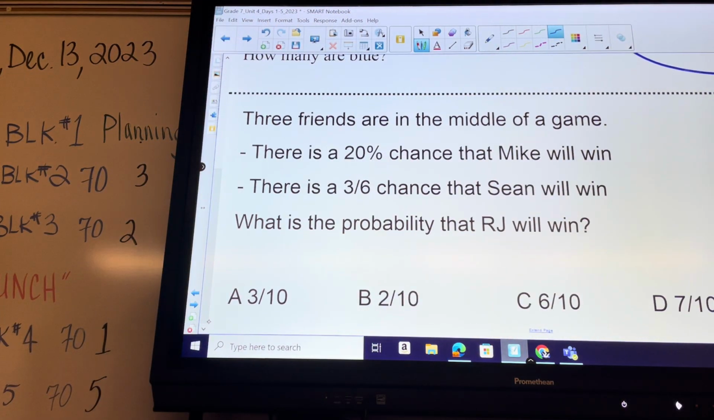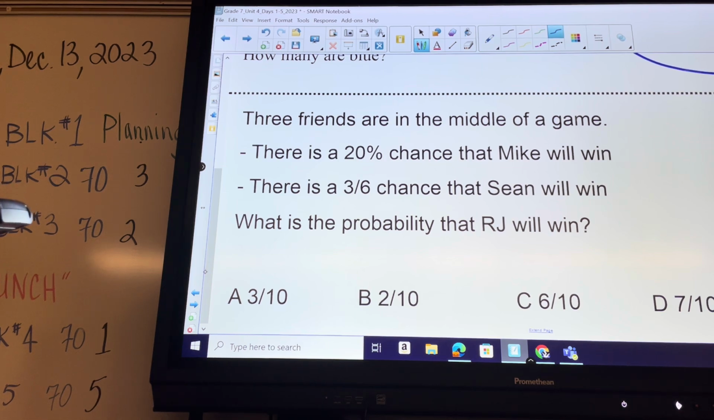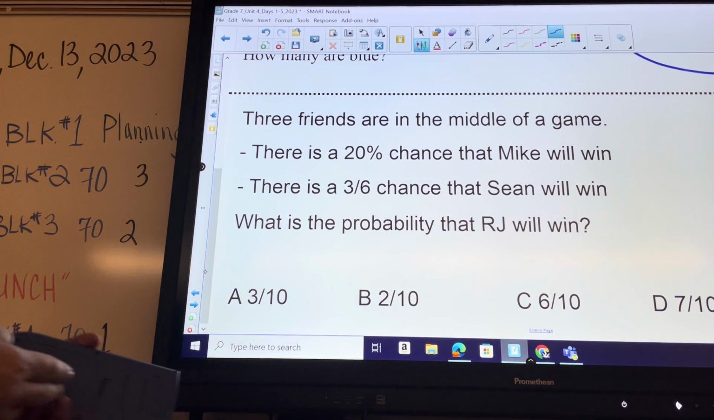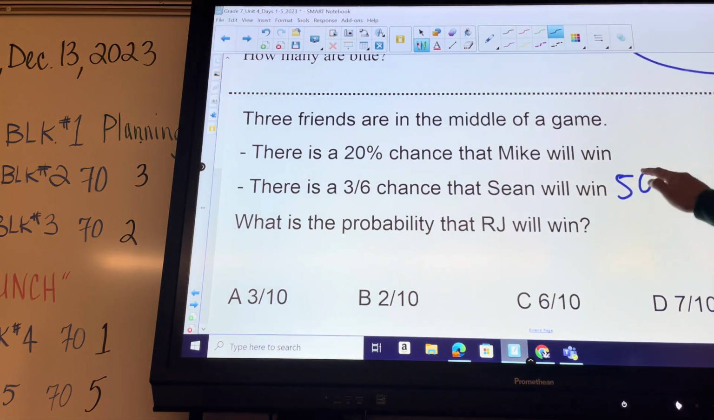The last one, 3 friends are in the middle of the game. There's a 20% chance Mike will win. There's a 3/6 chance Sean will win. What's the probability that RJ will win? Well, I go to my Desmos calculator. I see 3 divided by 6, that's 0.5, aka 50%. So Sean's got a 50% chance.